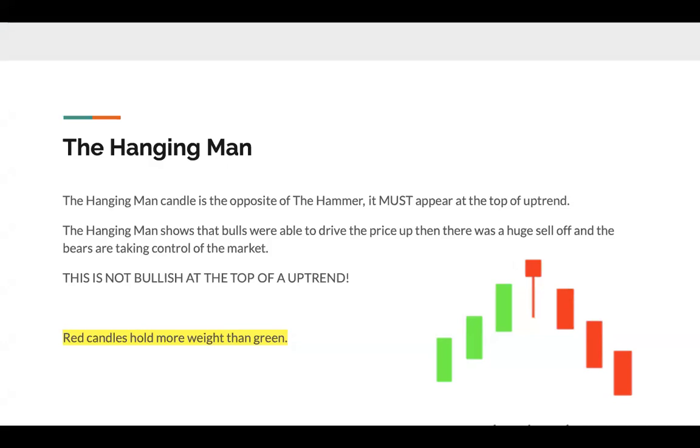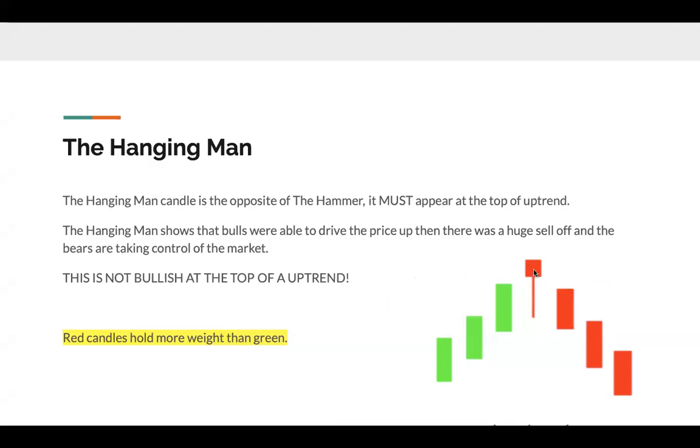It's that simple, right? The hanging man shows that the bulls were able to drive price up and there was a huge sell-off, and the bears are taking control of the market. This is not bullish at the top of the uptrend. Same with the hammer candle, red candles hold more weight than green candles. So this can be green. It does not have to be red. If you see something like this at resistance, this is bearish. It can be green or red.